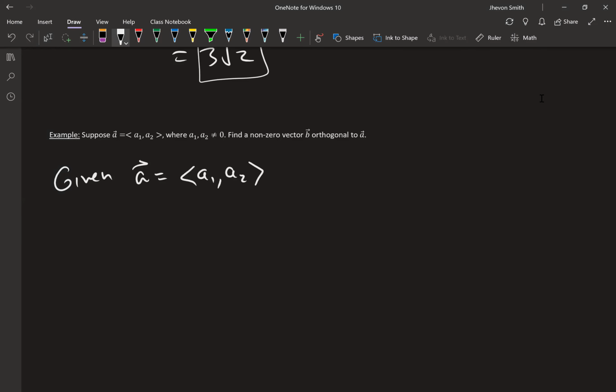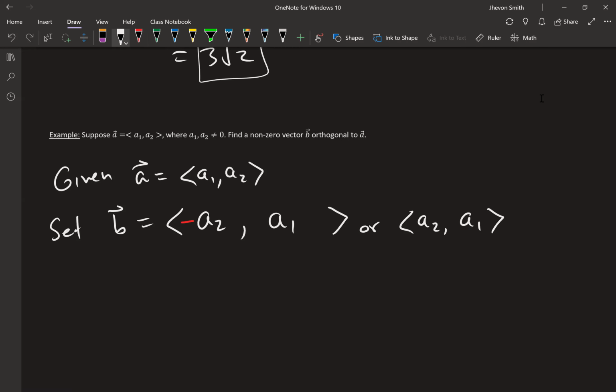Here's something that, if I'm given A1, A2, what I can do is create something that, of course, if I want to be orthogonal, I need to make sure that the dot product is 0. To make sure that something has dot product 0, what I can do is switch the positions of these guys and then make one of them negative, right? Or I could have done it the other way. So A2, A1, and make the A1 negative.